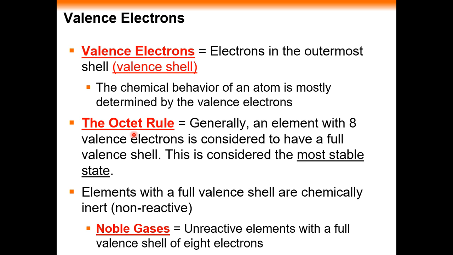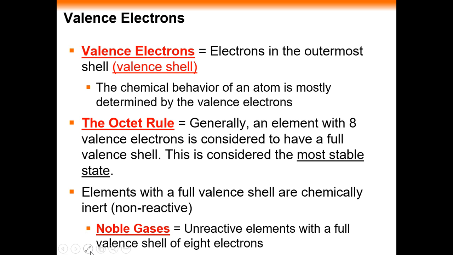The octet rule says generally most elements want to have 8 valence electrons. And if they have 8, we consider it full and it is the most stable state. So all things want to try to get 8 valence electrons, unless they don't follow this rule, but most do. That's why we say generally. If it has a full shell, they're relatively non-reactive because they're so stable.